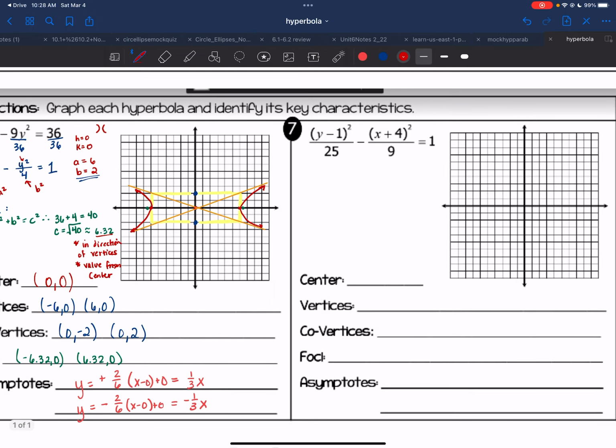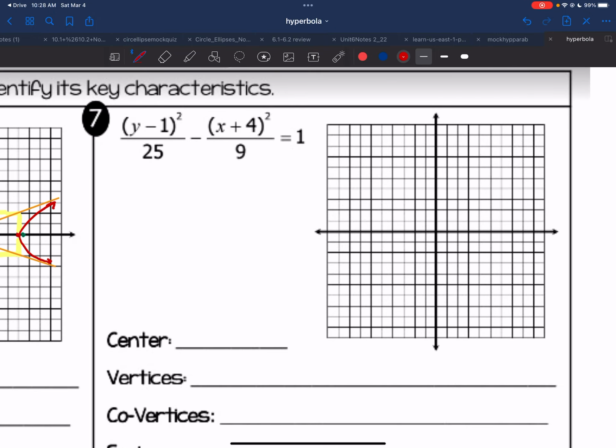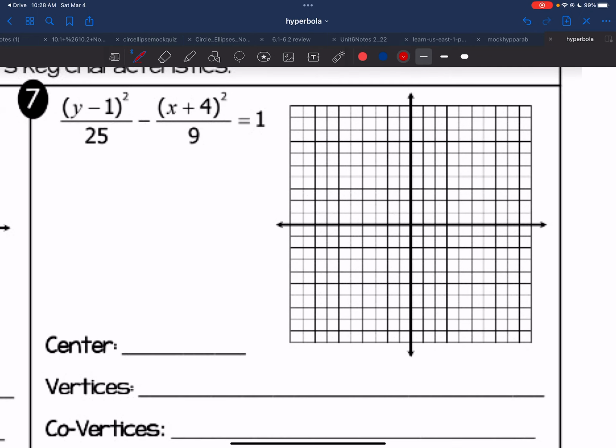All right, let's take a look at the second one. The second one I've got is in the regular format that we want, and I have y leading. That means my y-axis is going to be where my line of symmetry is, which means it's going to be going up and down.